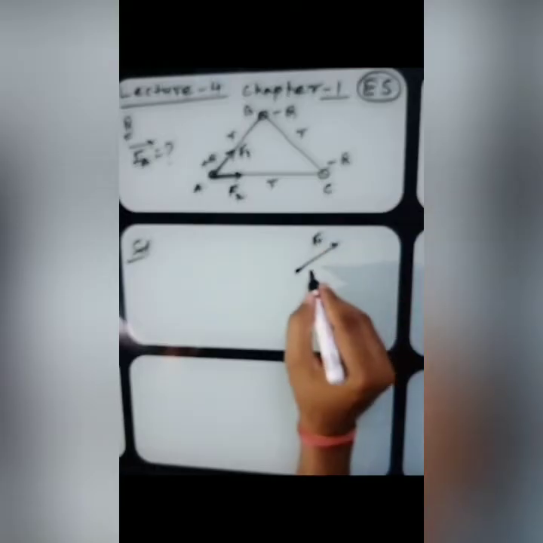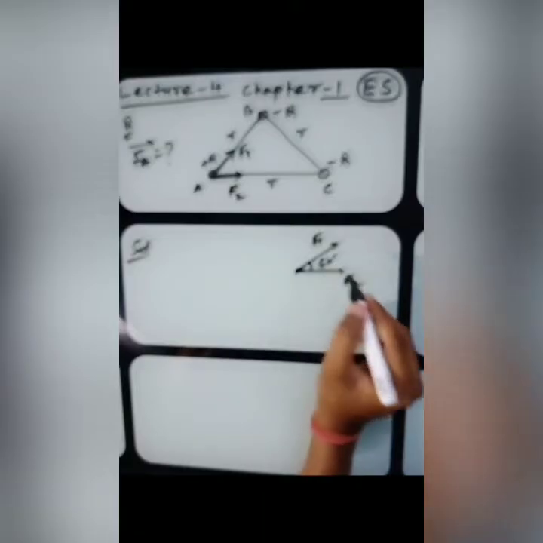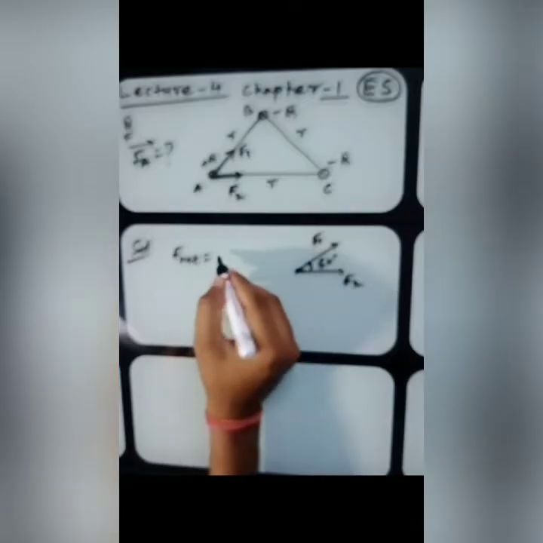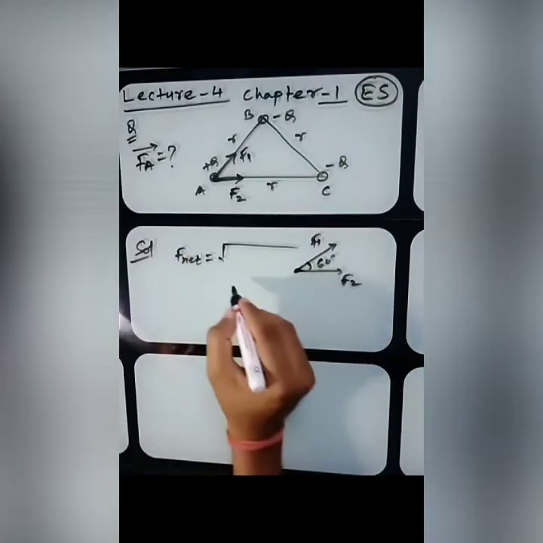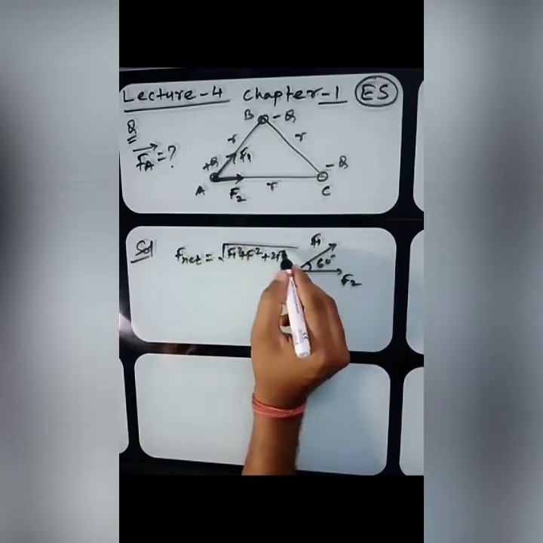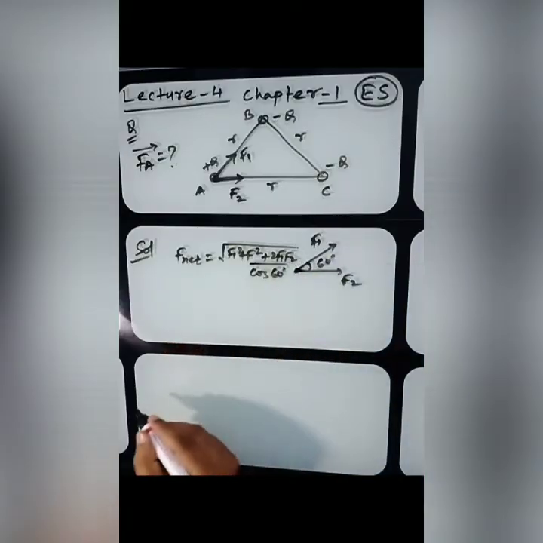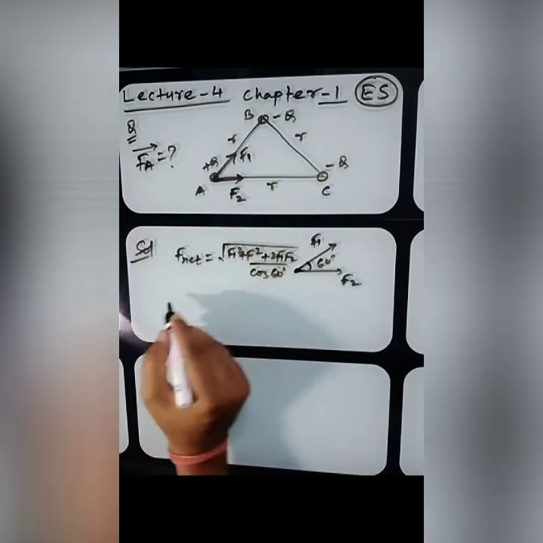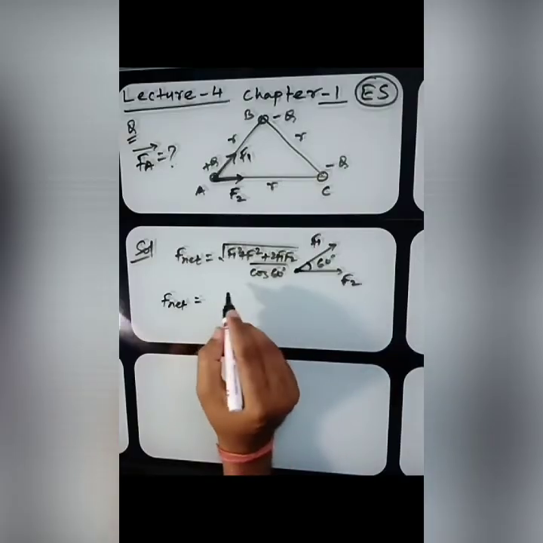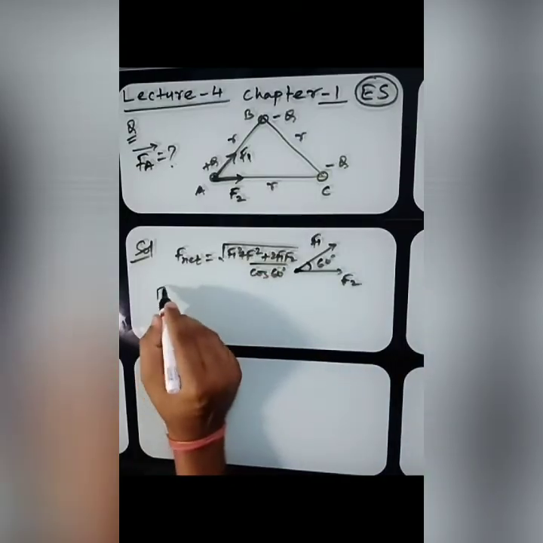It is F1 and it is F2, and the angle between these two forces is 60 degrees. So we can write the net force as root under F1 square plus F2 square plus 2 F1 F2 cos 60 degree. I hope we remember this formula. F net will be, simply try to find the value.